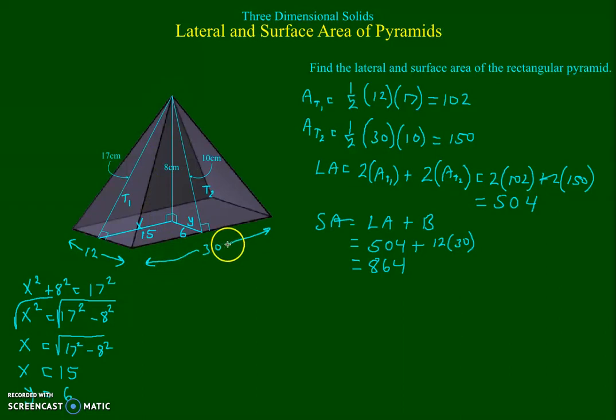So that's how to do a standard rectangular pyramid. You might not encounter these all that often, but when you do, it's good to know that you can do it. Alright, let's move on to the next topic. We're going to look at the surface area and lateral area of cones.